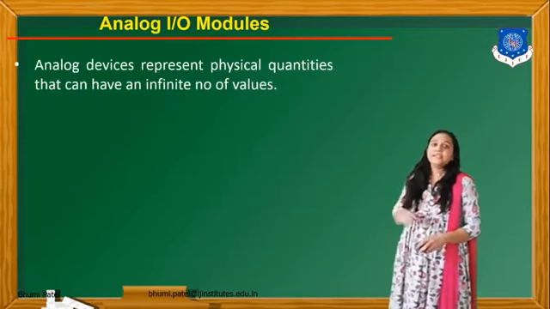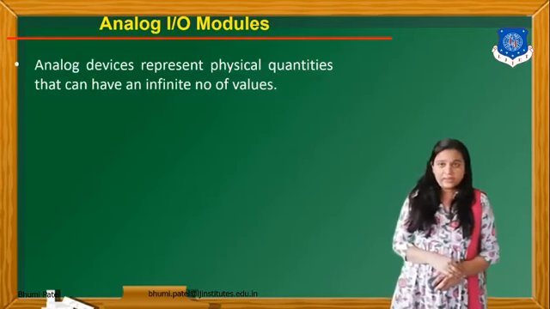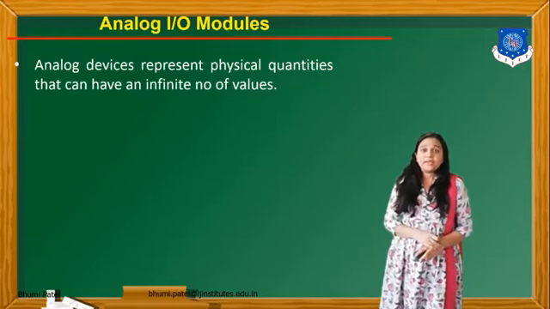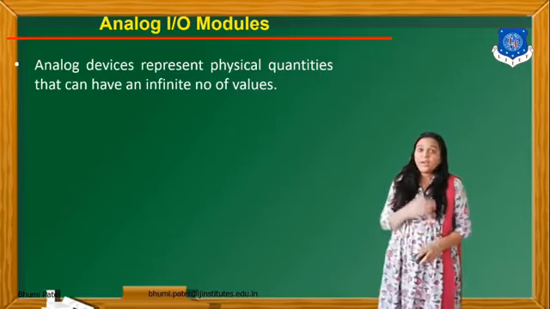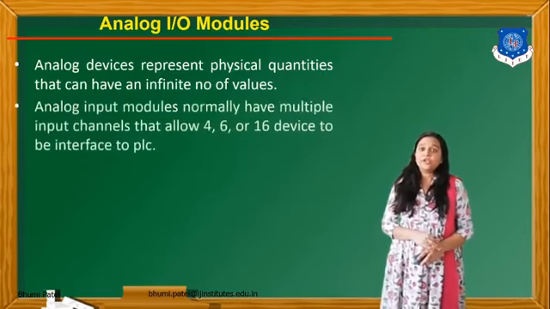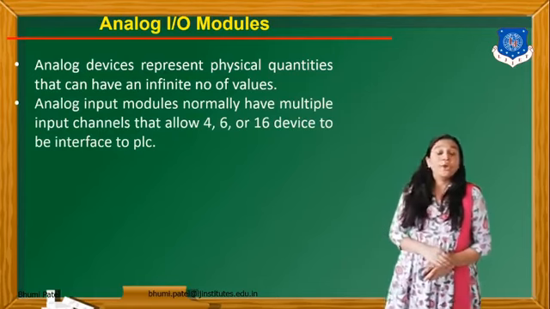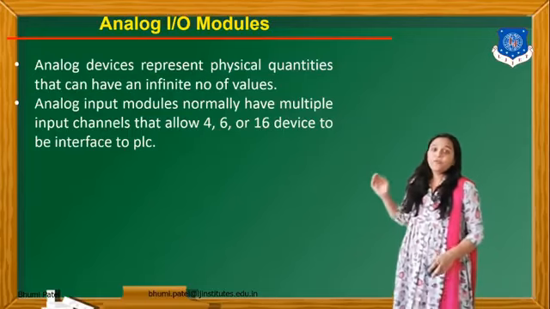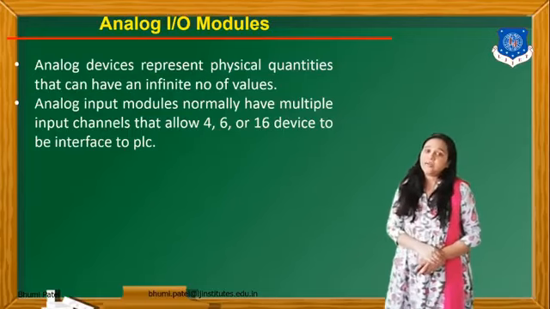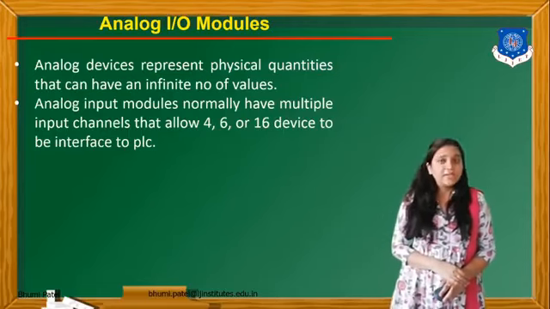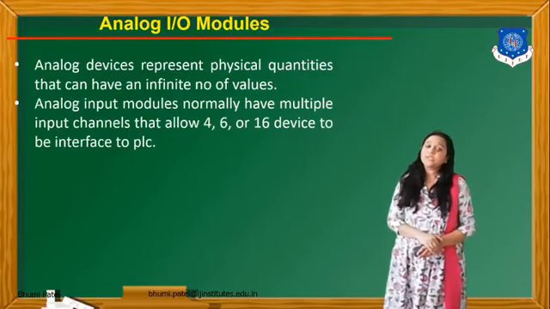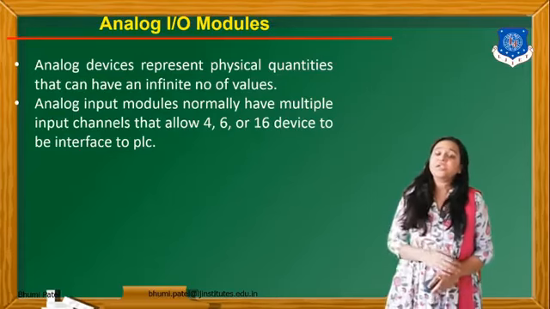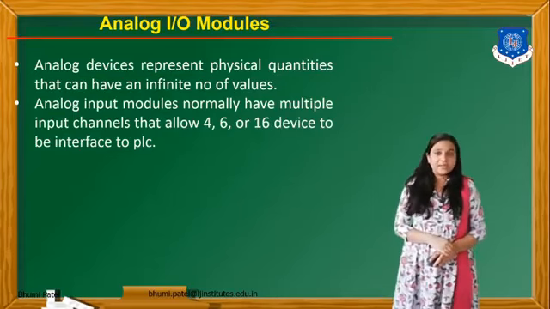Analog devices represent physical quantities that can have an infinite number of values. So we can connect an analog device to a particular system that has an infinite number of values. The analog input modules normally have multiple input channels that allow 4, 6, or 16 devices to be interfaced with the PLC. Depending upon the requirement of the system or plant, we can connect 6, 8, or 16 devices to interface with the PLC hardware.